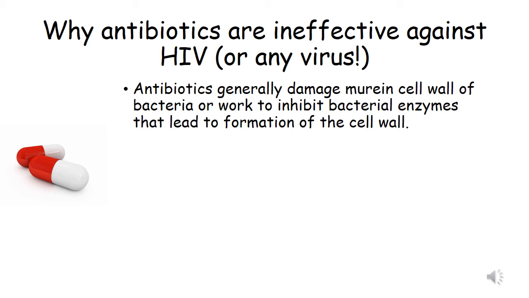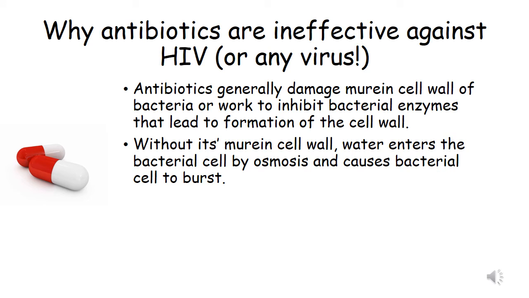And without a cell wall, a bacterium is unable to stop the entry of water by osmosis. Usually the murein cell wall is rigid, and just like a plant cell, it will prevent the water entering. Instead, the cell will become turgid. Without the cell wall, there's nothing to stop the entry of this water by osmosis, and that would cause the bacterial cell to burst. And obviously that would kill the bacterium.